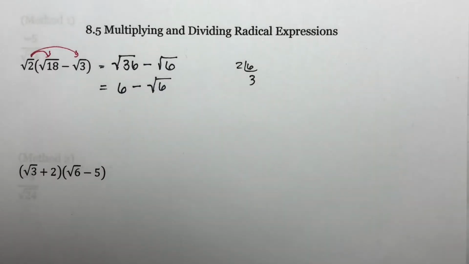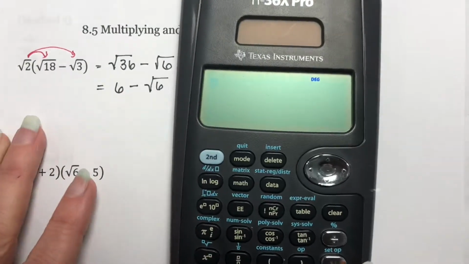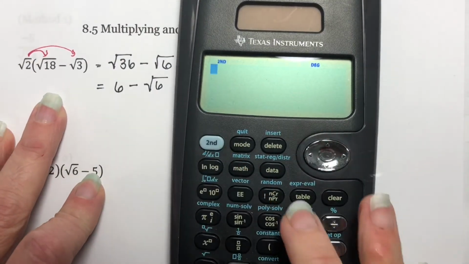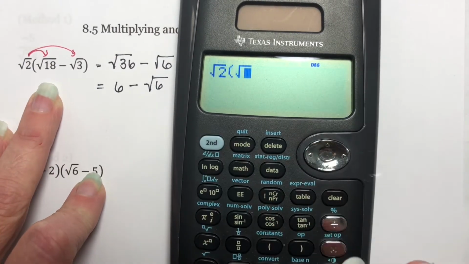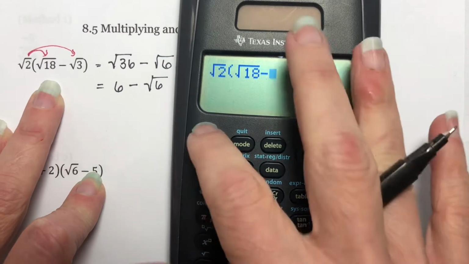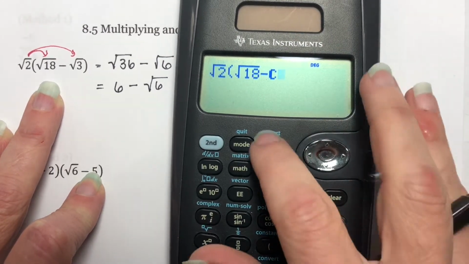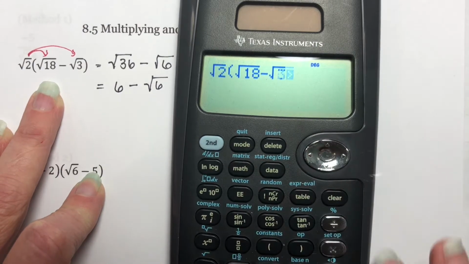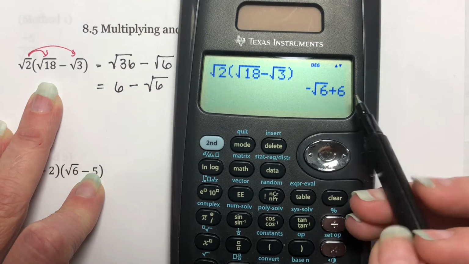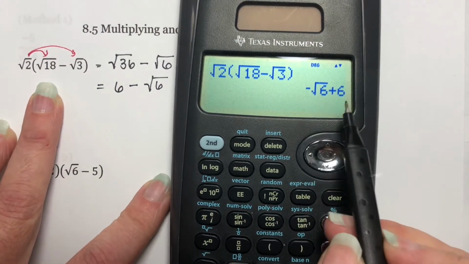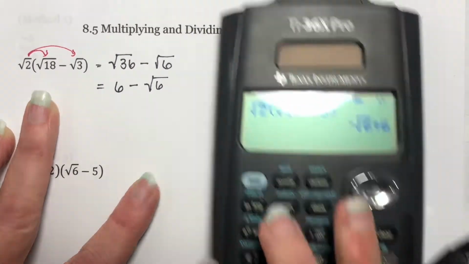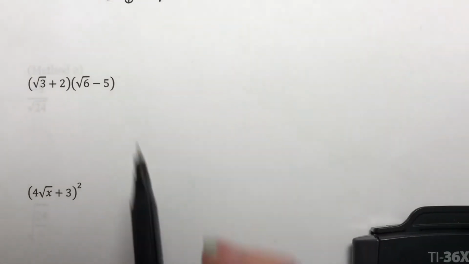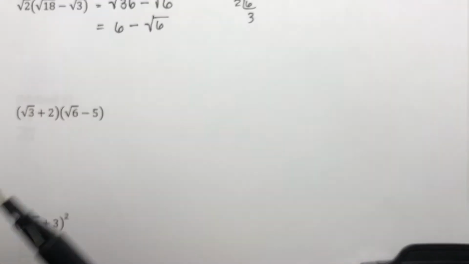Now, like I've said many times, these smaller calculators can handle smaller things. So if I want to enter the square root of 2 times the square root of 18 minus the square root of 3, close parentheses, you do get negative square root of 6 plus 6. I'm not sure why it enters things in this order, but you know enough to see that this is the same thing as 6 minus the square root of 6. So that would be your entire answer. We are not allowed to combine those.